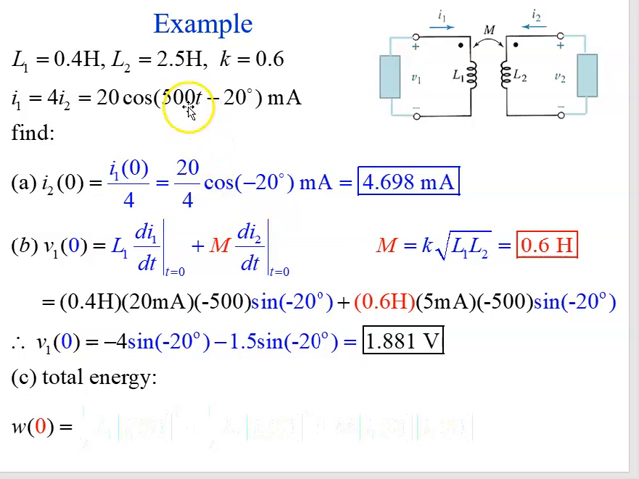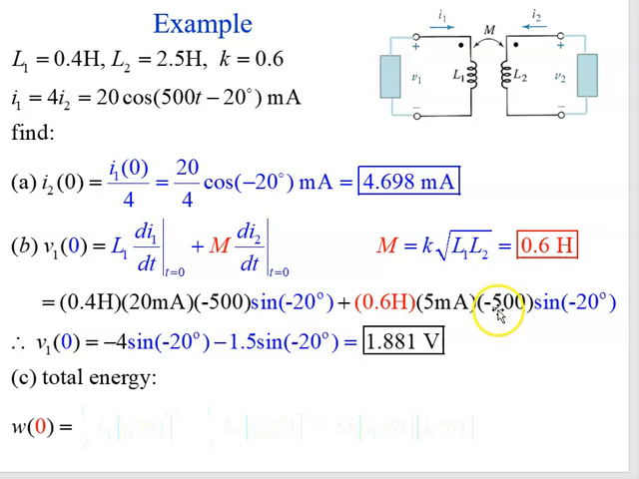When we take the derivative, we have to pull out the omega, and because it's the derivative of the cosine, we have negative omega times the sine. When we plug in t equal to 0, we just get sine of negative 20 degrees. And then for M, we use our calculated M, which is 0.6 henries. Our I2 has an amplitude of 5 milliamps.